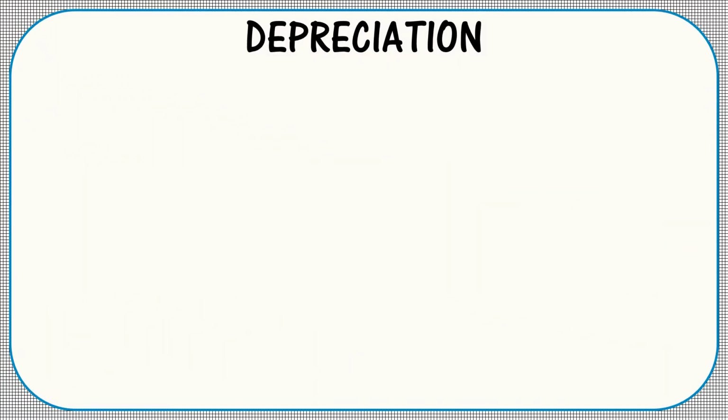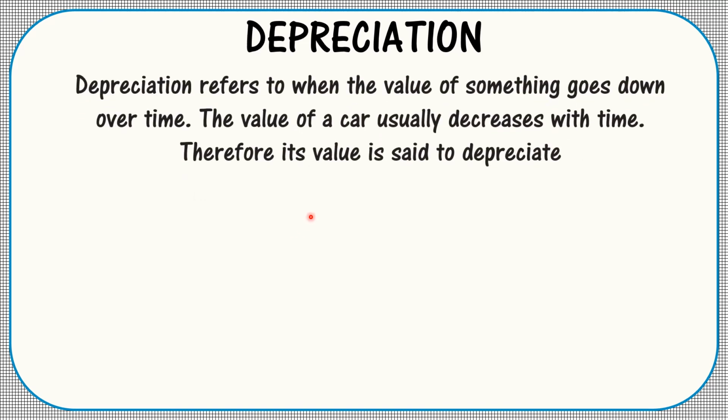Hopefully we should understand what compound interest is. Now we will work out what is depreciation. We can say that depreciation refers to when the value of something goes down over time. The value of a car usually decreases with time, therefore its value is said to depreciate. So compound interest is when the value of something goes up. Depreciation is when the value of something goes down.